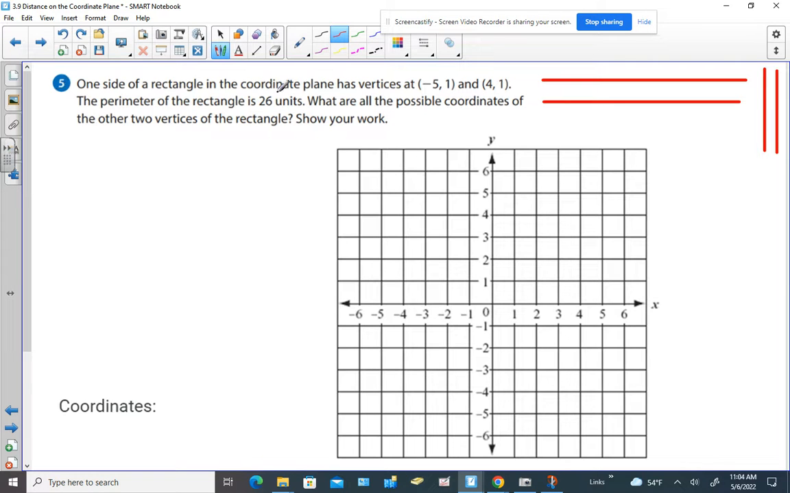One side of a rectangle in the coordinate plane has vertices at (-5, 1) and (4, 1). The perimeter of the rectangle is 26 units. What are all the possible coordinates of the other two vertices of the rectangle? Show your work. So let's go ahead and plot these on the coordinate plane so we can visualize it.